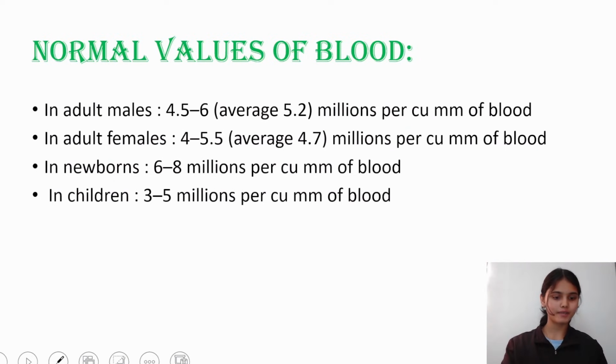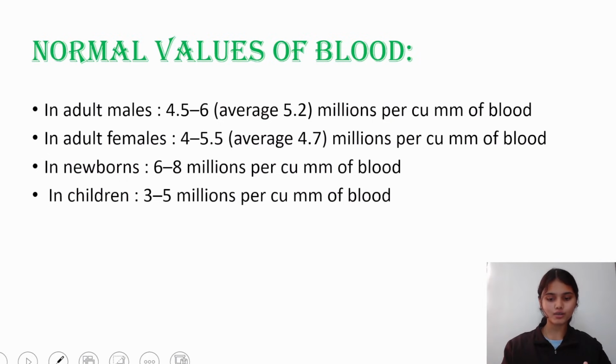So in adult males it is 4.5 to 6, and in adult females it is 4 to 5.5. Now, in adult females, it is slightly less than the males. It is mainly contributed due to the presence of the estrogen hormones. Now, if you see in newborns and children, the newborns have like 6 to 8 million per cubic millimeter of blood, and children have 3.5 million per cubic millimeter of blood.